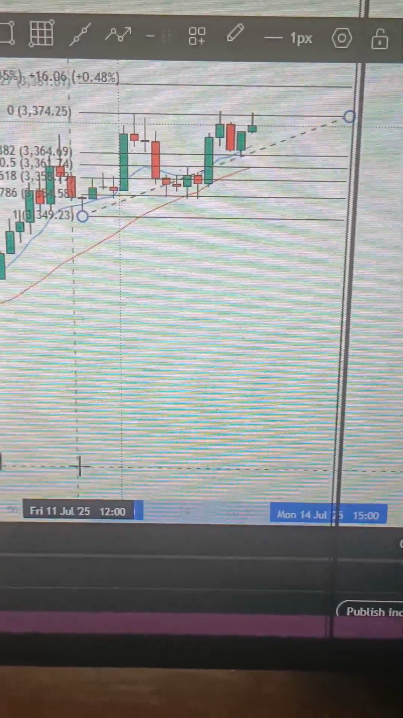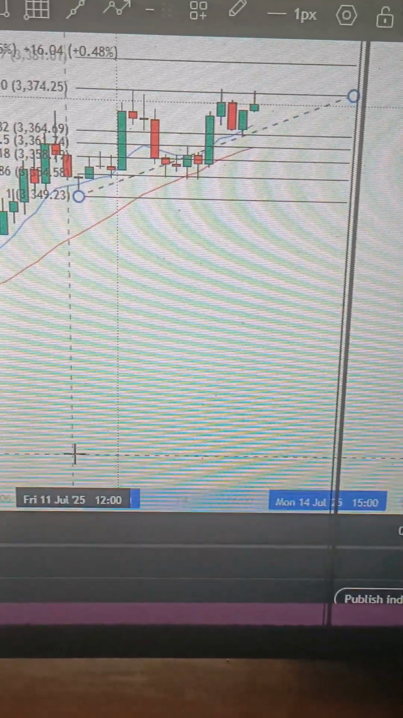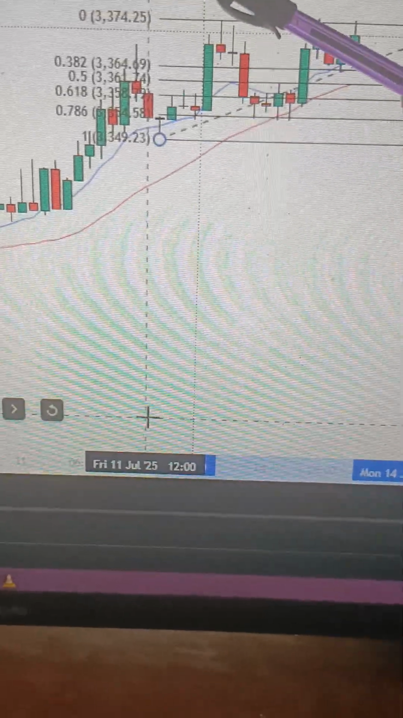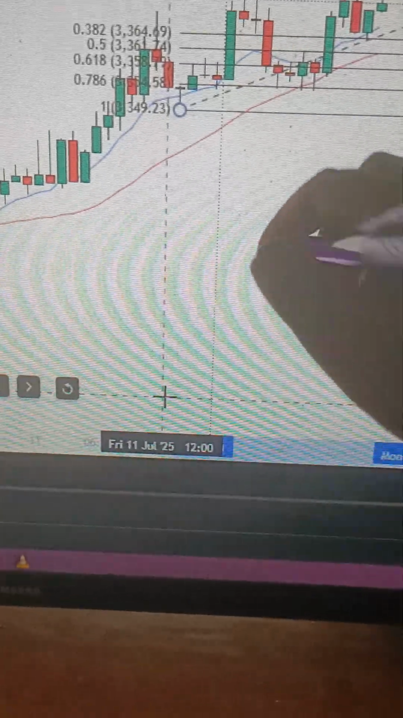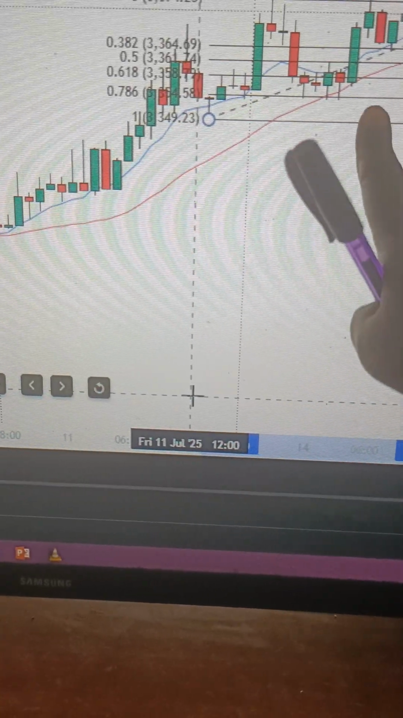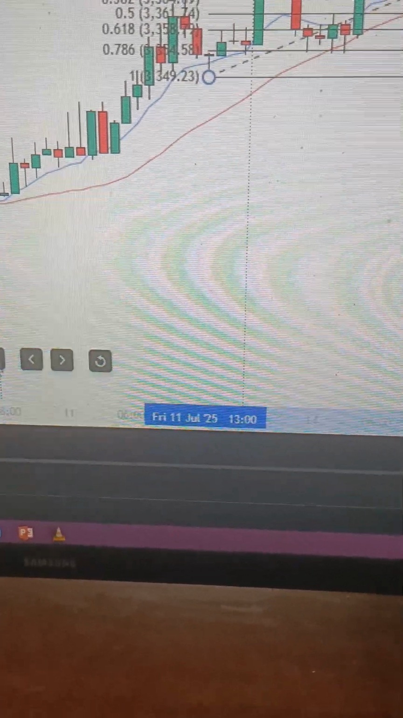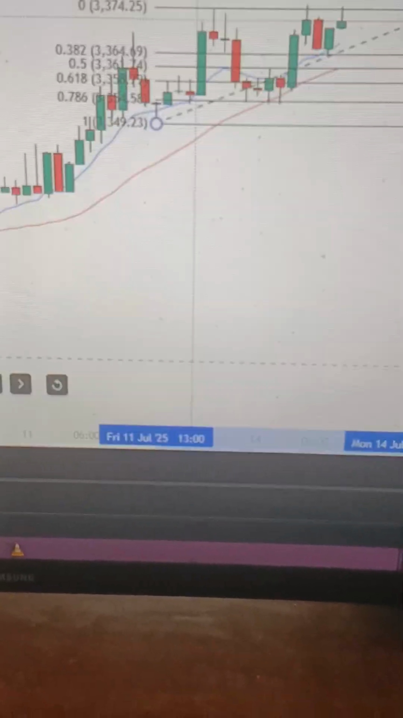Our EMAs are also confirming that is where we are supposed to buy from. So you see how it's working in confluence. We broke structure, we came back. This zone we should not close below, which we did not close below. This is the last line of retracement, and we went up. So that is what is happening right now. You see how it works. The EMAs are holding the market so well.